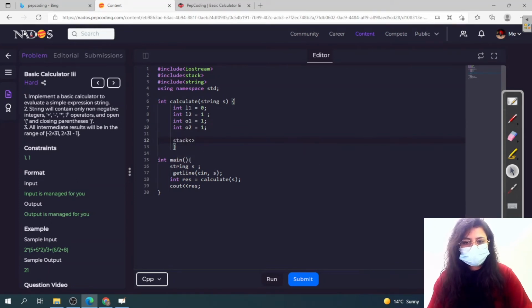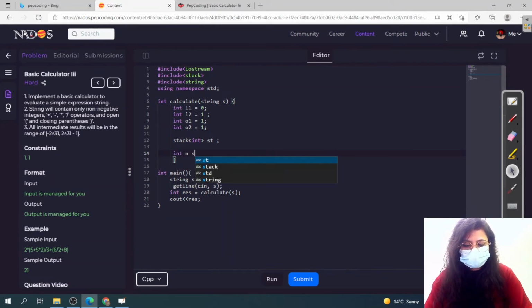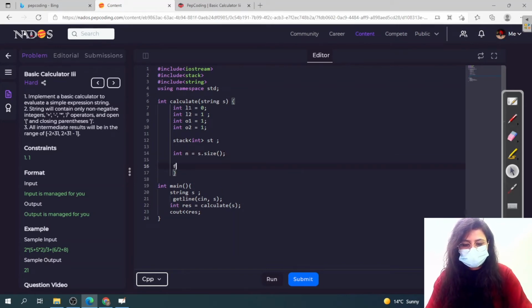Next, we will make a stack of int type, st. Then we'll store a size, st.size equals string.size. Next, we start with a for loop, i less than n, i plus plus.